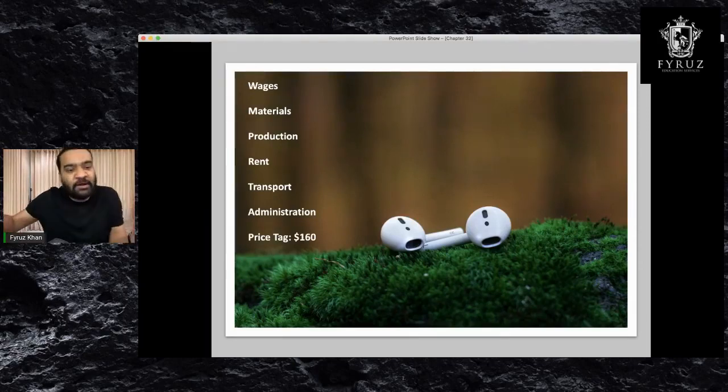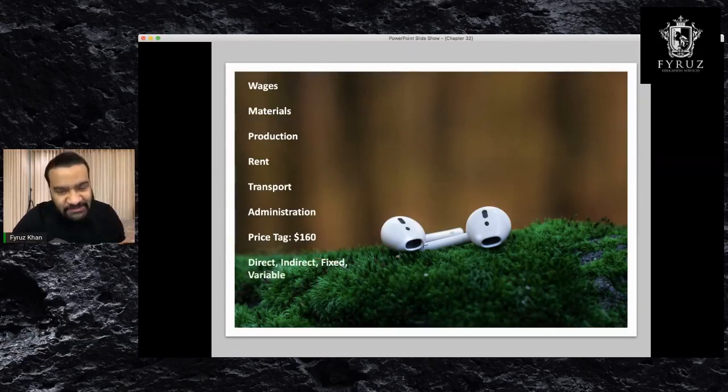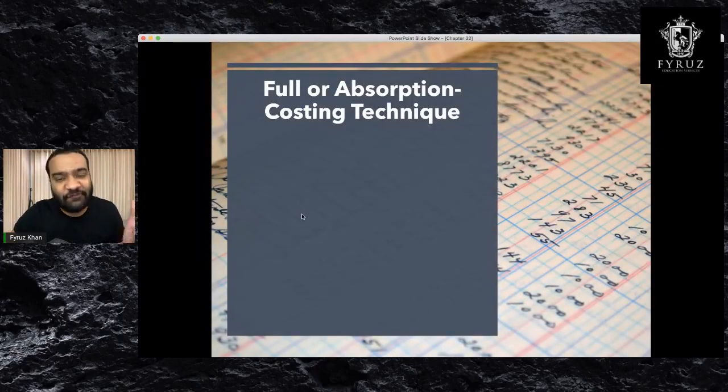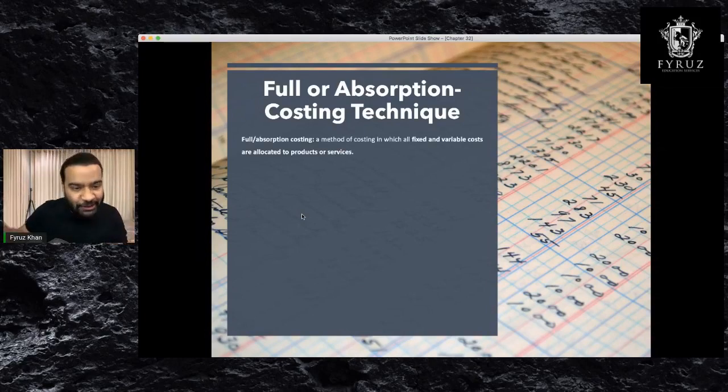So what that means is we're allocating all costs, we're including all costs, okay? All overheads. We're including direct, indirect, fixed, and variable cost. Including everything, we have a price tag of $160. And when you include all costs together, when you take all the cost from different sections, like wages, materials, production, rent, when you include all overheads, that cost is known as the full or absorption costing technique. Full cost is a method where you include all fixed cost, variable cost, and other overhead costs.